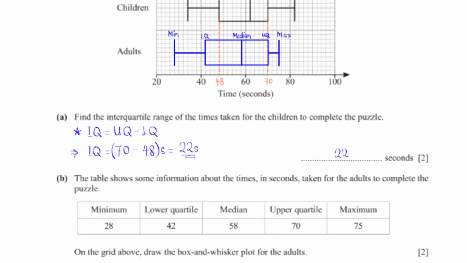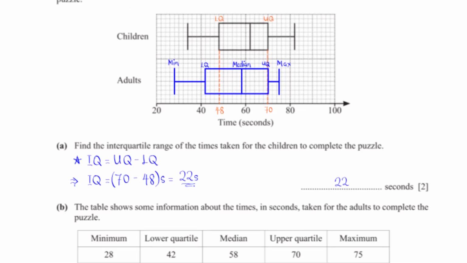The table shows some information about the times in seconds taken for the adults to complete the puzzle. On the grid above, draw the box and whisker plot for the adults. So for the adults, the lower quartile is equal to 42, the upper quartile is equal to 70, and the median is equal to 58. And so that forms the rectangular part or the box part of the box and whisker plots.